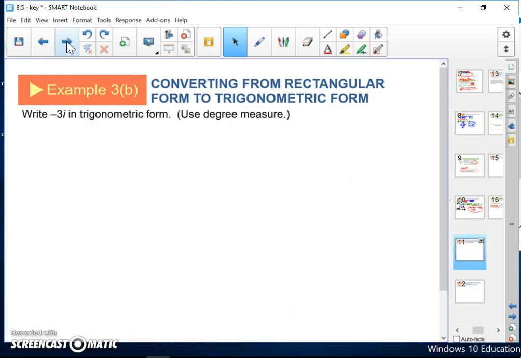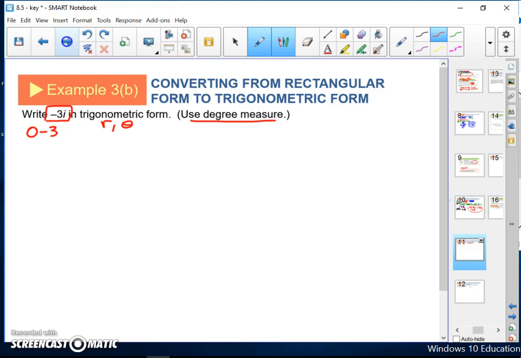So let's go ahead and do example 3b. It's basically the same thing, only they want us in degree measure. Okay, use degrees. They want trig form, which means they want r and theta. Notice they only give me this negative 3i. Well, we would want to think about that as 0 minus 3i, because you're going to have an x and a y. You have to think about the x and the y coordinate, and you should be able to tell that x here is 0 and y is negative 3.